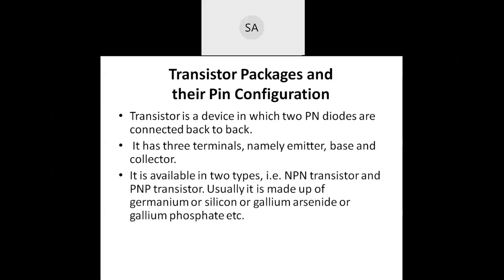It is available in two types, NPN transistors and PNP transistors. Usually it is made of germanium, silicon, gallium arsenide, or gallium phosphide. We discussed already that the materials we use for designing this transistor are either germanium, silicon, gallium arsenide, or gallium phosphide.